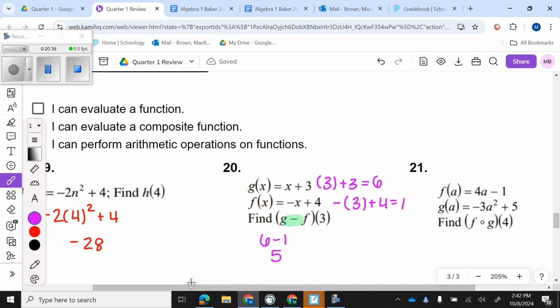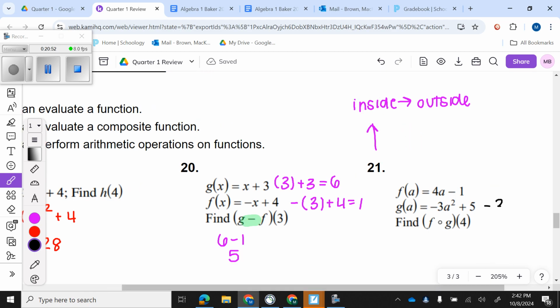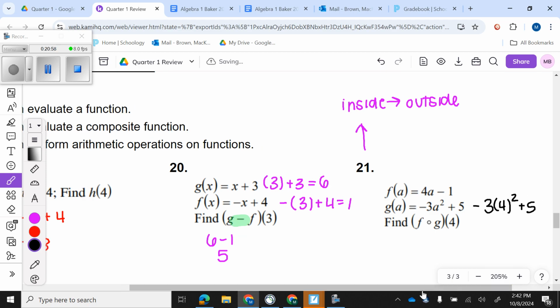All right, on number 21, you have to go from inside to outside. When I start on the inside, G is going to go into the 4 function first. So I'm going to have negative 3 parentheses 4 squared plus 5. When I put that into my calculator, you should get negative 43. Now that's got to go into my F function, so I'm going to have 4 parentheses negative 43 minus 1, and you should get negative 173.